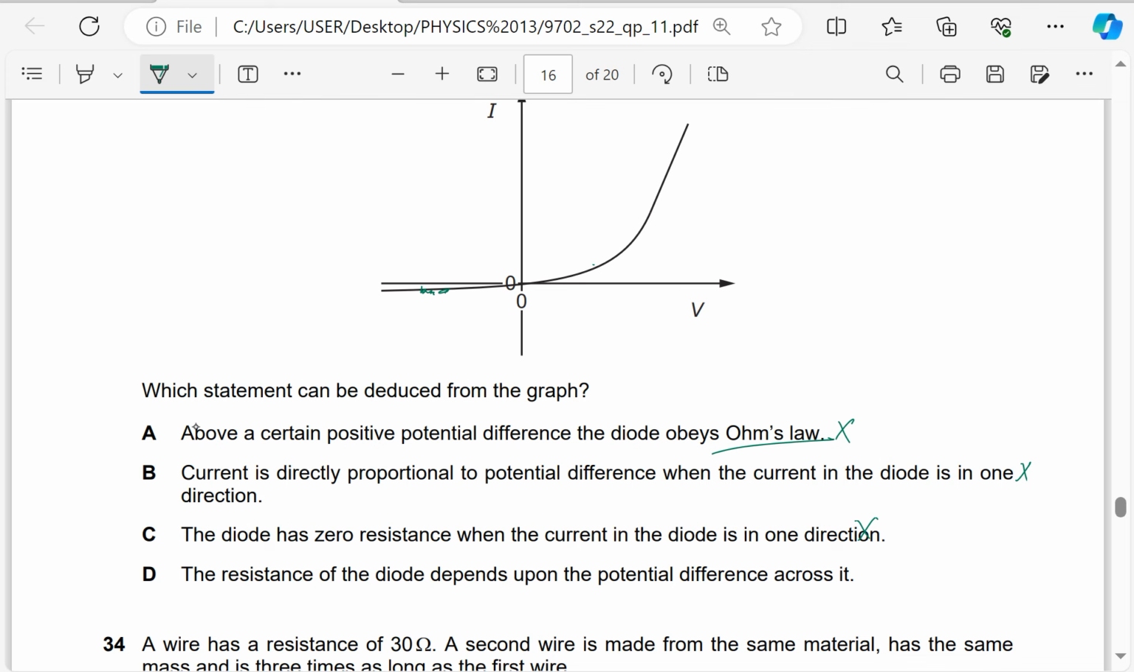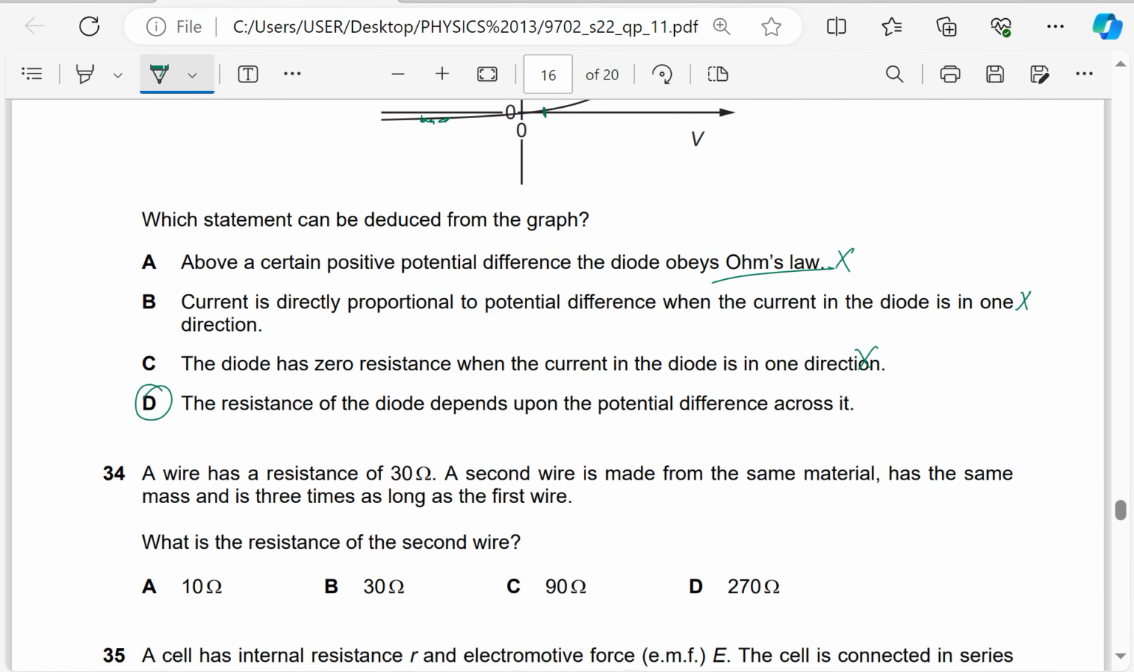The resistance of the diode depends upon the potential difference across it. This is going to be very true. After a certain value, the resistance starts decreasing. So the answer is going to be D. The resistance of the diode depends upon the potential difference across it.